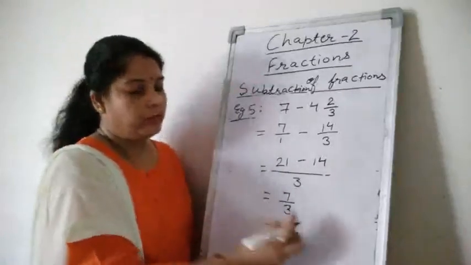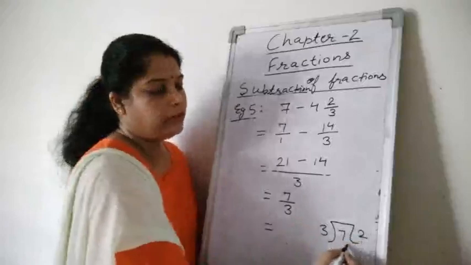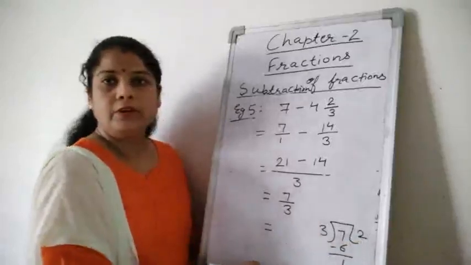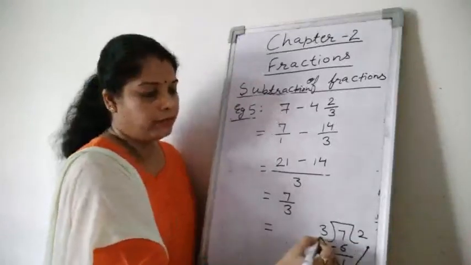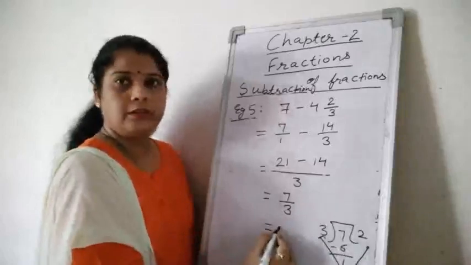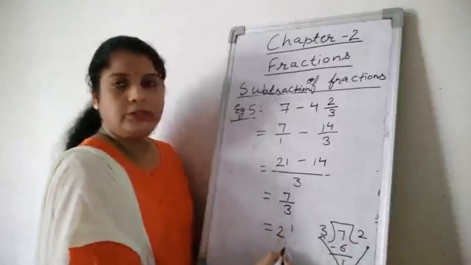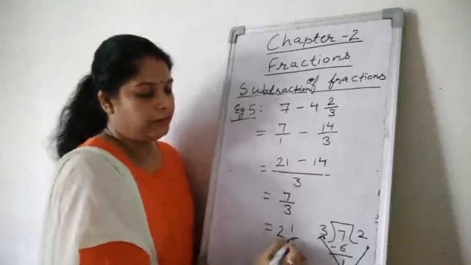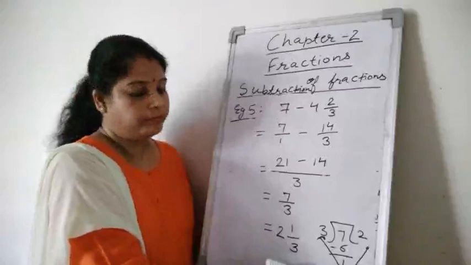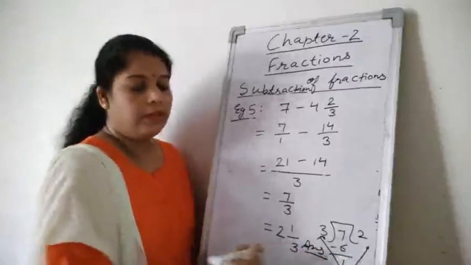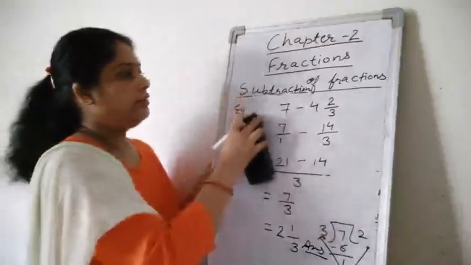Okay, now 7 upon 3. 7 divided by 3. 3 2s are 6. Remainder 1. Now make the reverse V from the right side to the left side. Now 2 will be at the place of the whole number. Then 1 will be at the place of the numerator and this 3 will be at the place of the denominator. This I have already explained in the previous module. This will be our answer, 2 1 upon 3. Okay, now the next example.